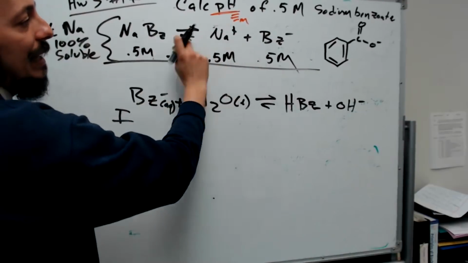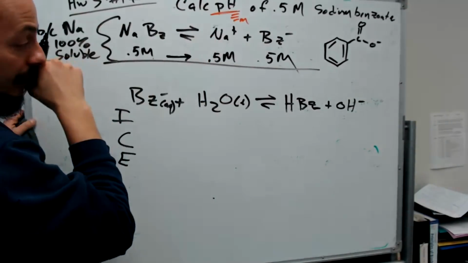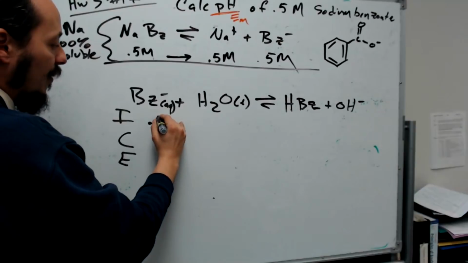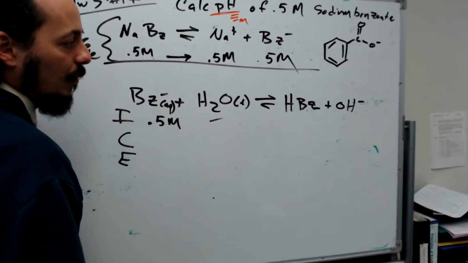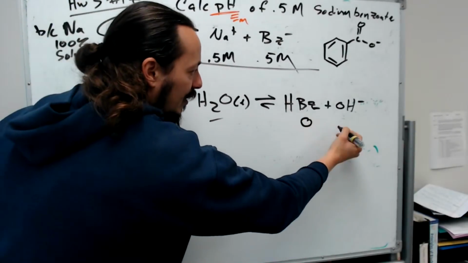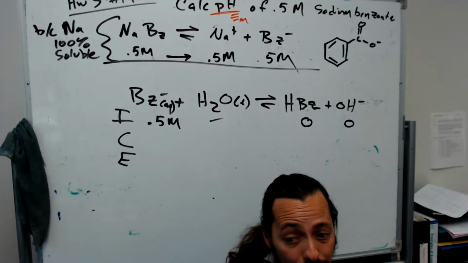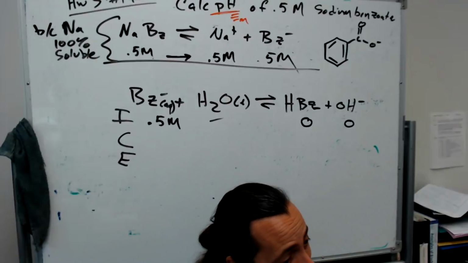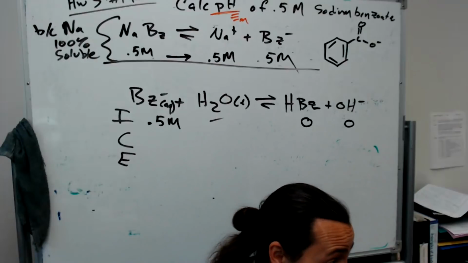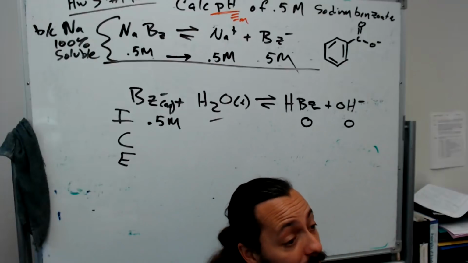Because of this 1-to-1 ratio and the fact that the sodium benzoate completely falls apart, I'll start with the 0.5 molarity here. I'm not going to care about water. I'm going to say I start with 0 benzoic acid and 0 hydroxide. Now, we know the 0 benzoic acid and the 0 hydroxide are wrong, which is why we're doing the ice table. We've got to fix it for our equilibrium values.